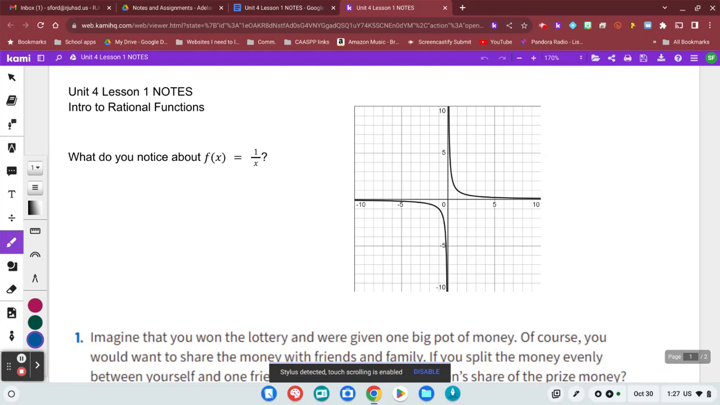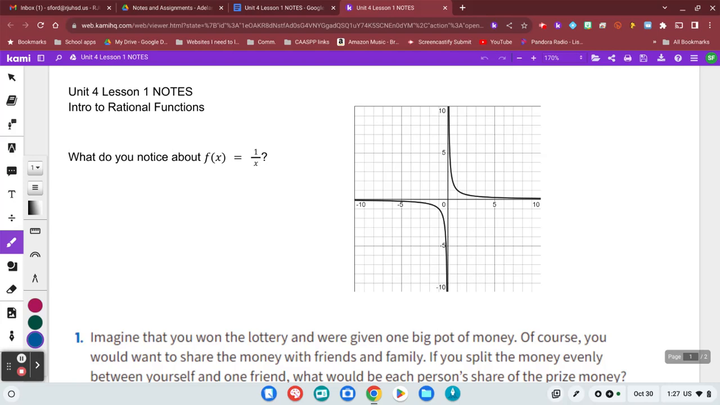Okay, today we're going to be working on Unit 4, Lesson 1 notes. These are the Introduction to Rational Functions. So if you look at the picture on the top, this is for the equation f of x equals 1 over x. What do you notice about it?